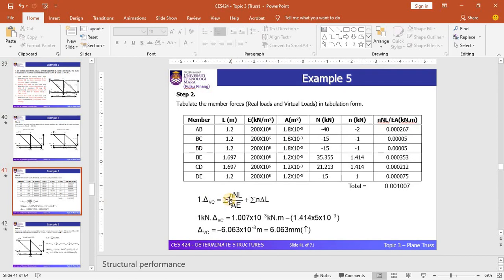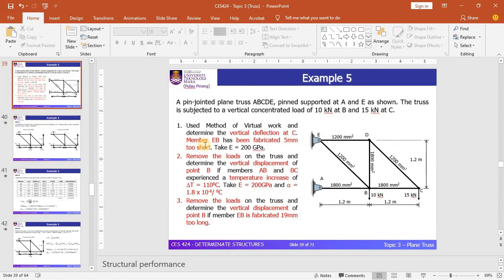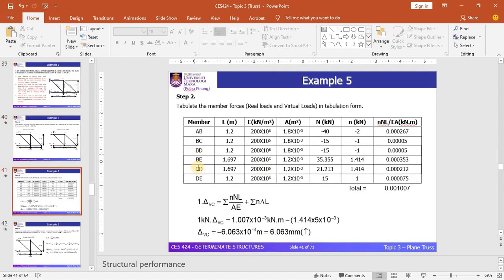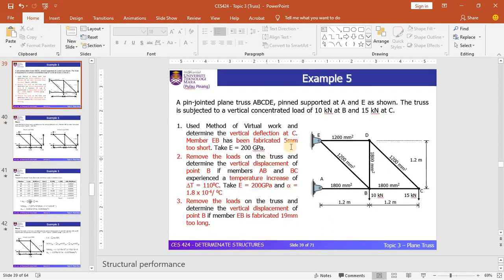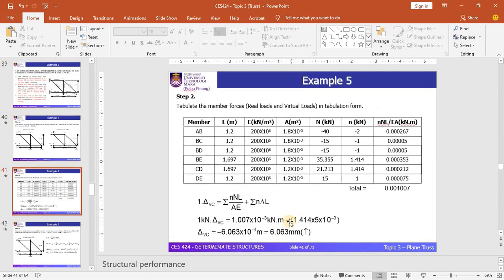So for the total displacement at joint C, you need to take into account the load effect and the fabrication error. The load effect is given by this value. Meanwhile, the fabrication error is given by this value, where N refers to the N for the member AB, which is equal to 1.414, multiplied with the shortening value, which is 5 mm. Since it is too short, you need to indicate the negative sign in the equation.